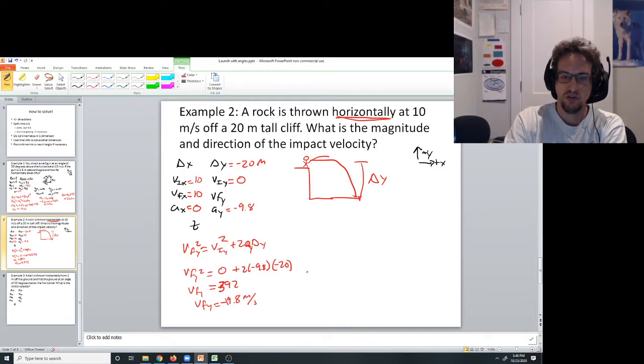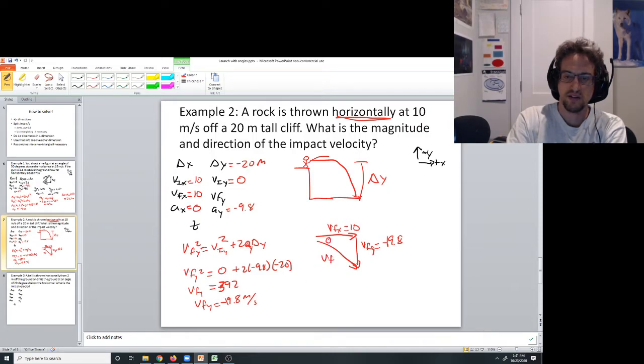All right, so I've got the two v finals. I actually don't need to find time this time. Okay, but I've got my v finals. So I've got v final x. I can make my little v final triangle. V final y, negative 19.8. And v final x, which is 10. And now I'm looking for this hypotenuse and this theta.